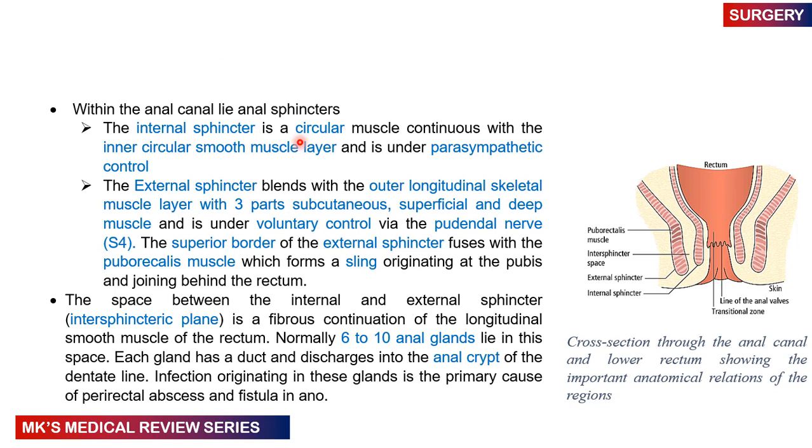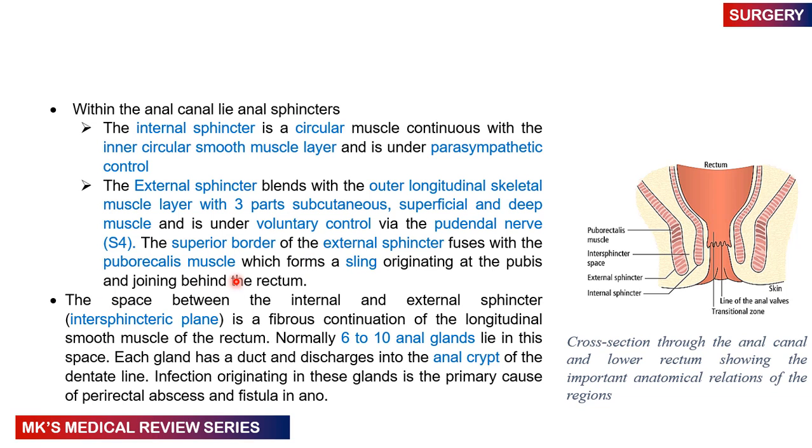When you look at the internal sphincter, it's pretty much circular muscle, which is continuous with the inner circular smooth muscle layer, and it's innervated by the parasympathetic nervous system. Then the external sphincter blends with the outer longitudinal skeletal muscle layer and has three parts: a subcutaneous part, a superficial part, and a deep muscular part. This is under voluntary control and is innervated by the pudendal nerve. Remember that the superior border of the external sphincter fuses with the puborectalis muscle, which forms a sling originating at the pubis and joining behind the rectum.